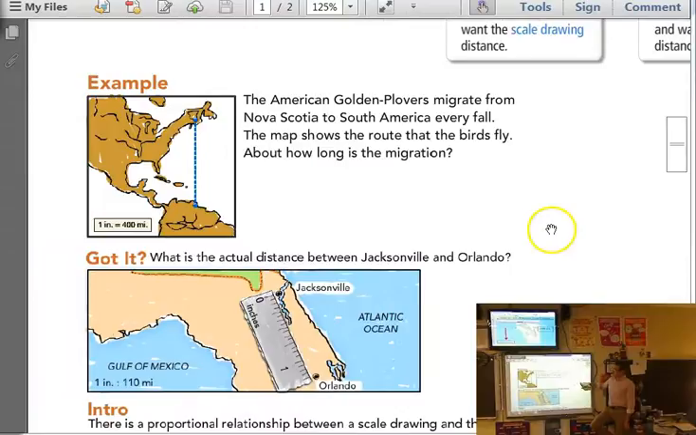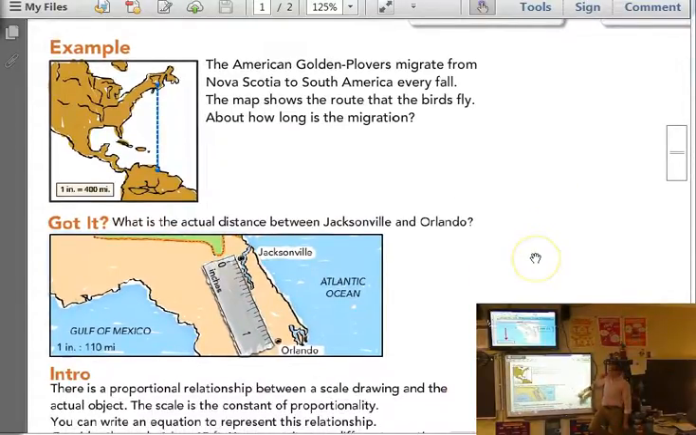So here's our example. The golden plovers migrate from Nova Scotia to South America. I think it's a type of bird or something like that. Yeah, it's a plover. What is up with plovers? I don't know.